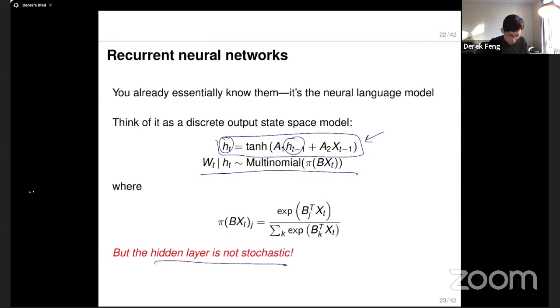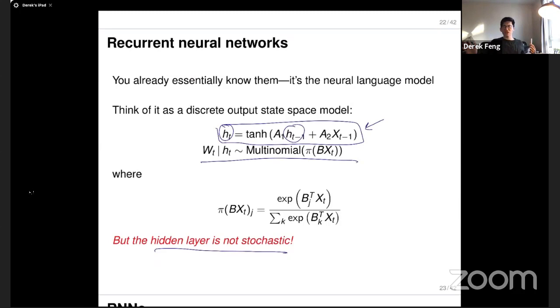Okay. So next lecture, I guess next year I'll have to talk about recurrent neural networks. Okay. Any questions?